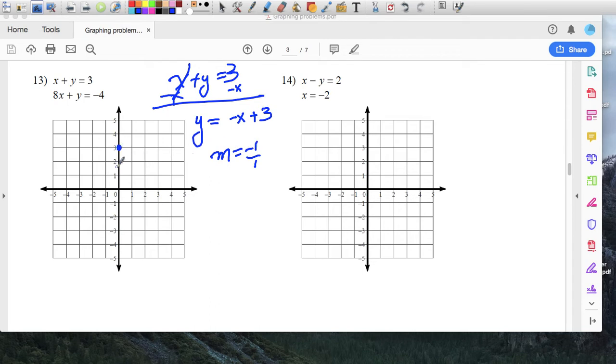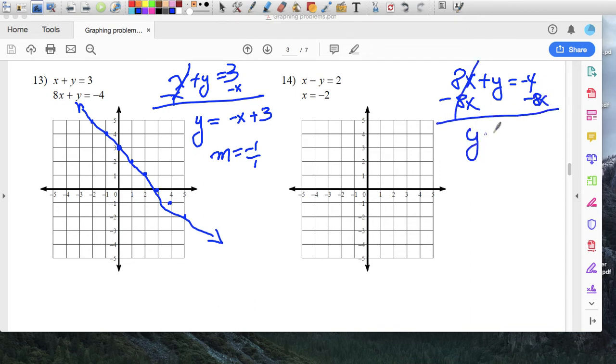Number 14. X minus y equals 2. Minus x, and I get negative y equals negative x plus 2. I think it's easier if you just multiply everything by negative 1. Negative 1 times negative y is y, negative 1 times negative x is positive x, negative 1 times positive 2 is negative 2. So here's the equation of my line, where my y-intercept is negative 2.